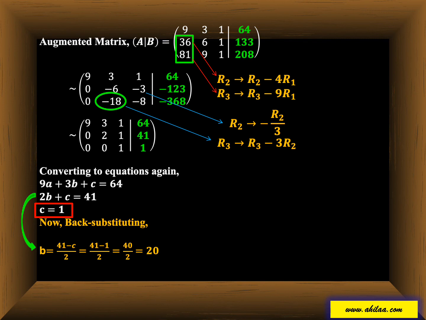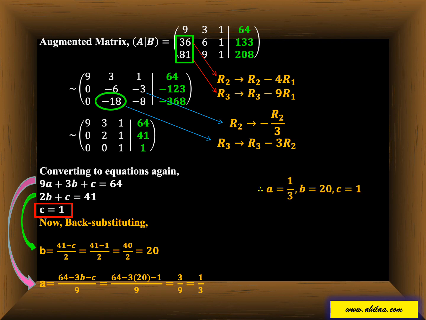So with these b and c values, substitute in the first equation to get the value of a. So a equal to 64 minus 3b minus c by 9. Substitute b and c values. So we are getting a equal to 1 by 3. Therefore our solution is a equal to 1 by 3, b equal to 20 and c equal to 1.